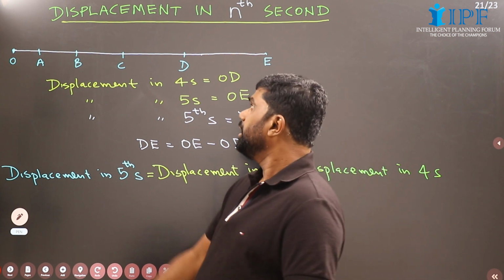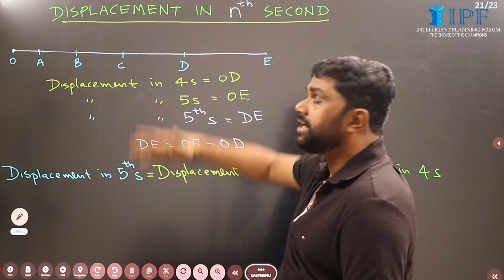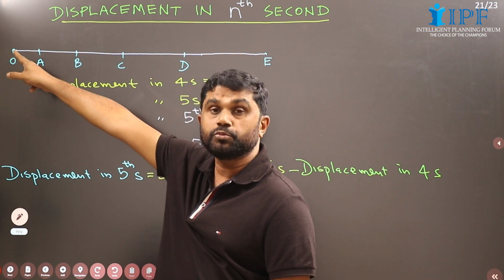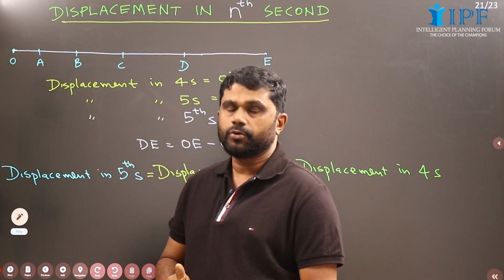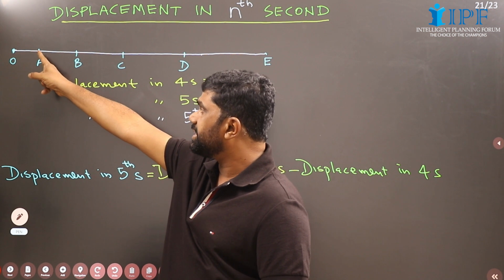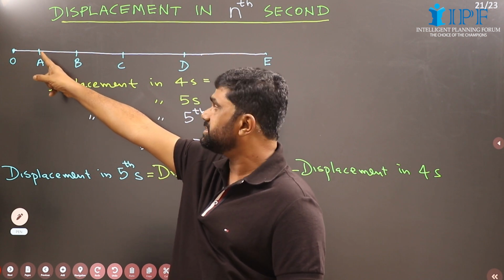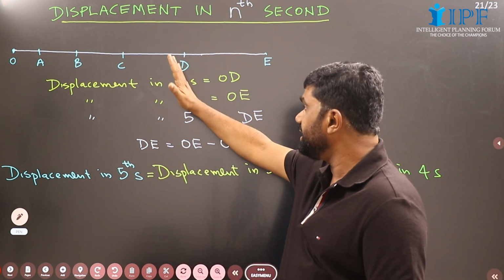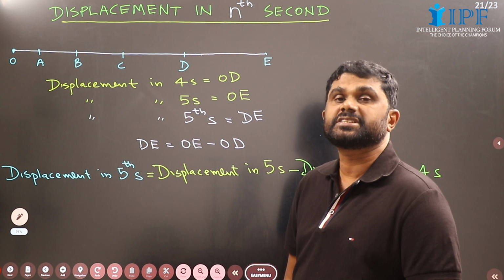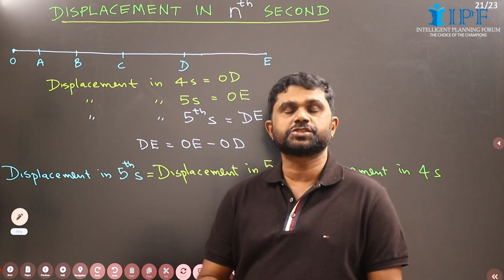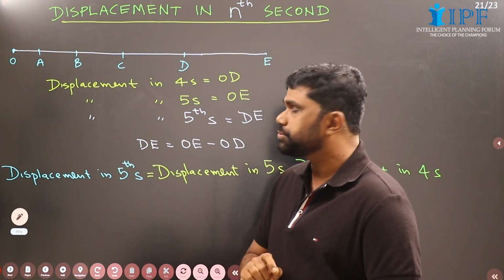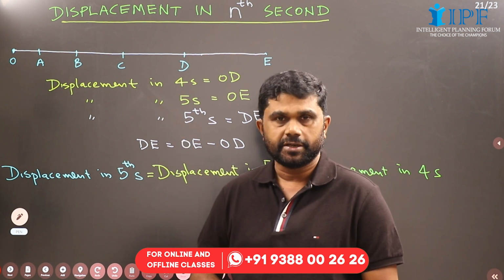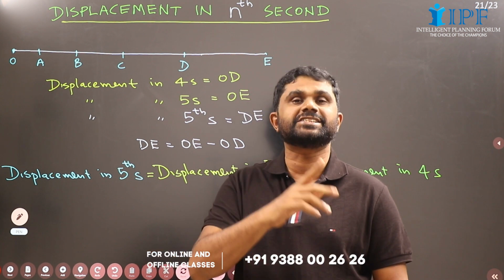Okay, now see, let us derive another equation. Suppose a body starts from the position O and moves with a constant acceleration. See, after 1 second it reaches A. After 2 seconds it reaches B. After 3 seconds, C. After 4 seconds, D. And after 5 seconds it reaches the position E. So what is the displacement in first second? It is OA. What is the displacement in first 2 seconds? It is OB. Displacement in first 3 seconds, it is OC.